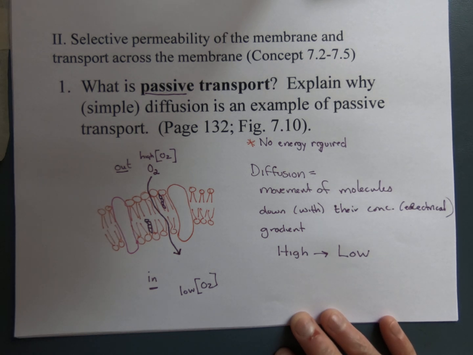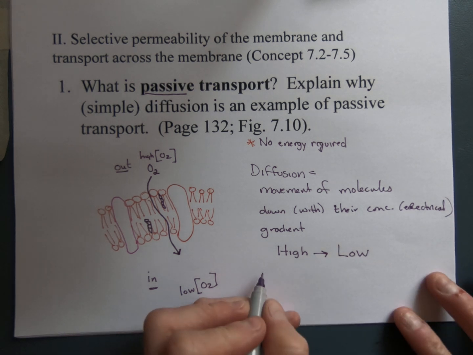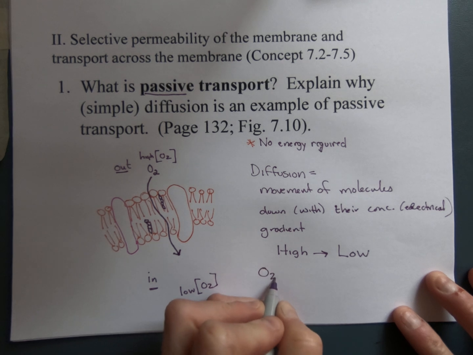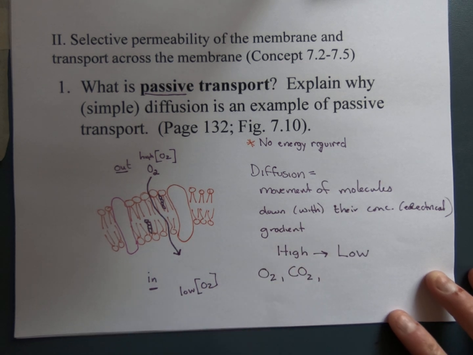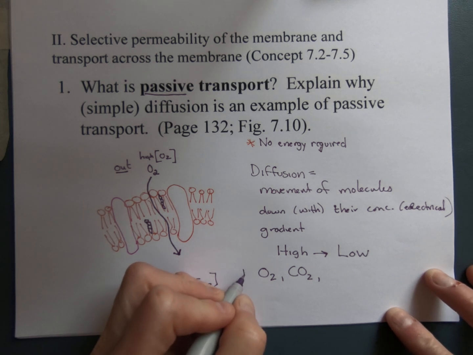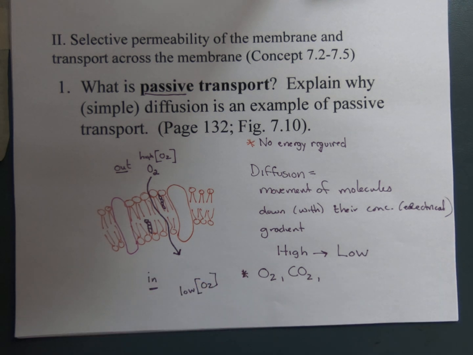Small, uncharged molecules or nonpolar molecules can directly diffuse across the membrane. So molecules like oxygen and carbon dioxide are small and nonpolar, are uncharged. So these would be good examples of molecules that can directly diffuse across the membrane from high to low concentration.